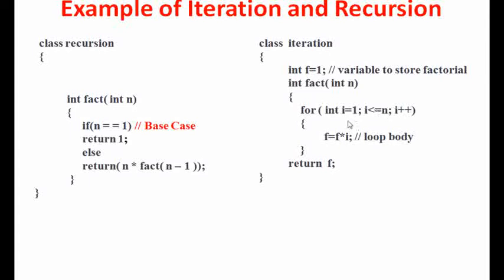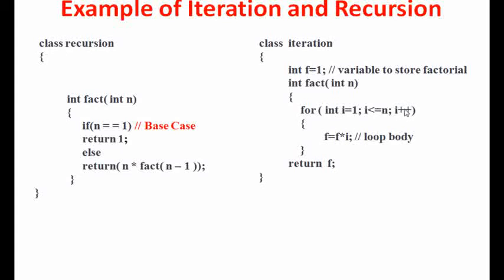So it enters into the loop body and calculates f is equal to f into i, which is 1 into 1 is equal to 1, which is getting stored in f. After performing f is equal to f into i, the control will go to i++, that is the iteration part. The loop control variable i is getting incremented by 1. So right now i is 2.